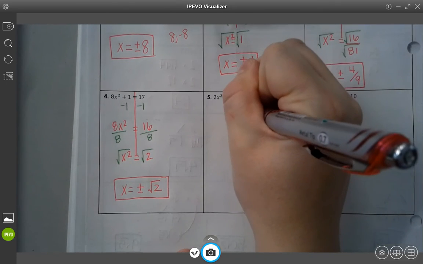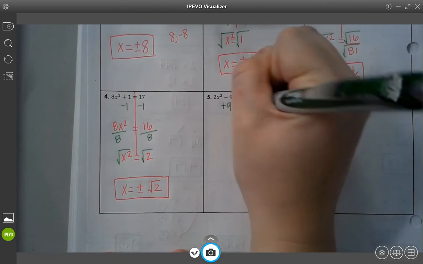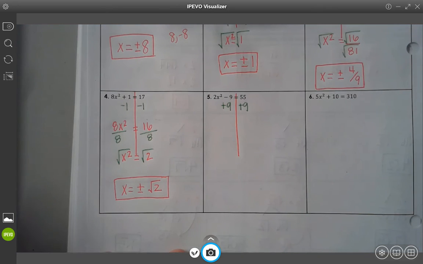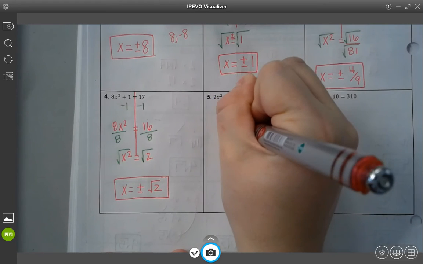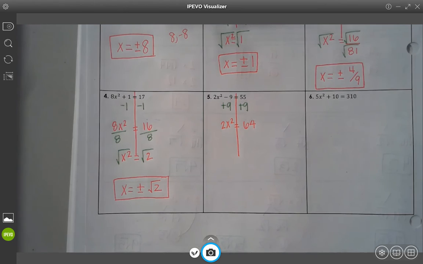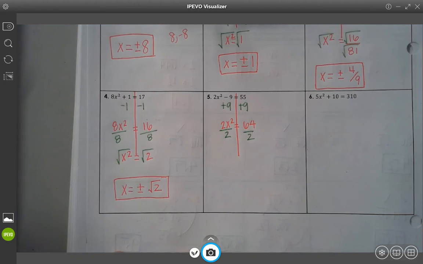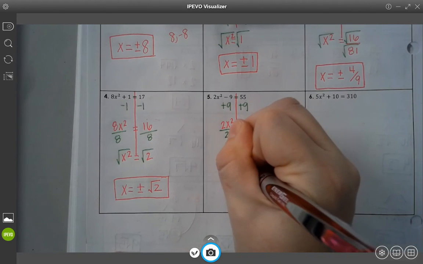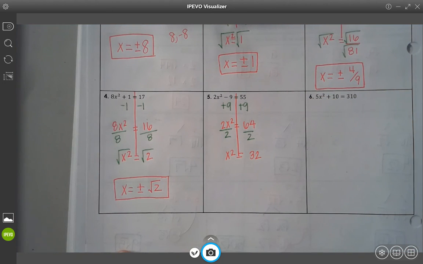Number 5. Step 1. Add 9. We get 2x squared equals 64. Yep. Then I divide both sides by 2. We get x squared equals 32.